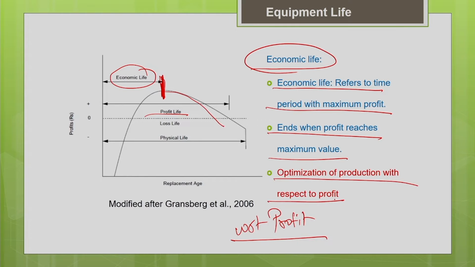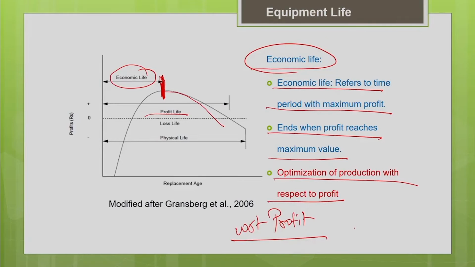The same economic life I can discuss with respect to cost. In that case, the graph will be inverted. This is the total cost curve. Whenever the cost is minimum, that is the time period when I have to replace the machine. I do not want to hold my machine beyond the period where the total cost associated with the machine is going to increase. I do not want to hold it beyond the economic life. Whenever the cost is minimum, I will replace my old machine with the new machine.